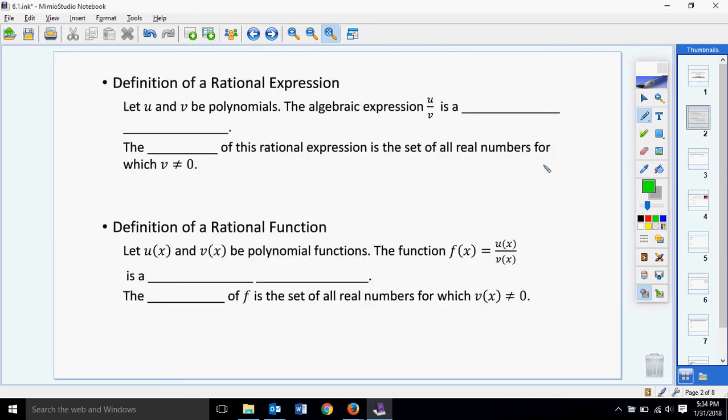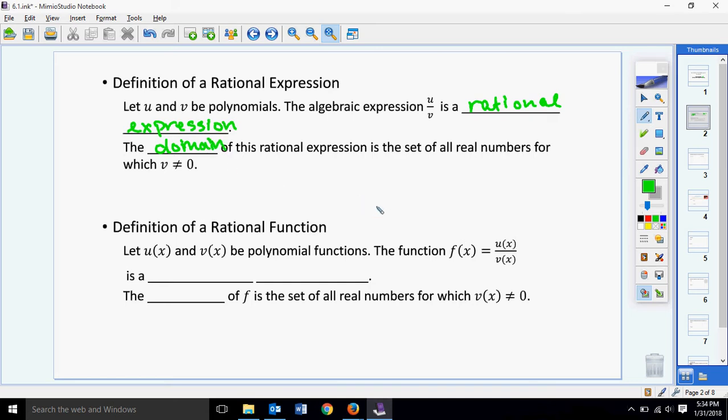So first off, the definition of a rational expression. If we let u and v be polynomials and we make them a fraction, this is a type of rational expression. Now remember, u and v can be any polynomial, so it can have 3 degrees, 4 degrees, 2 degrees, even 1 degree.